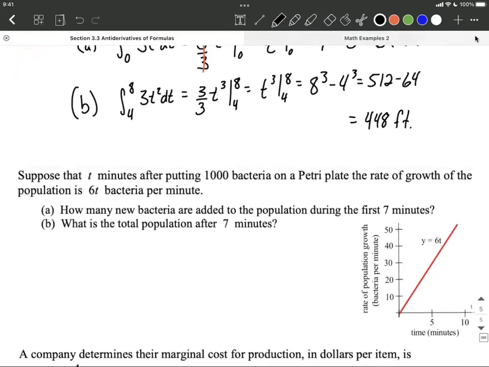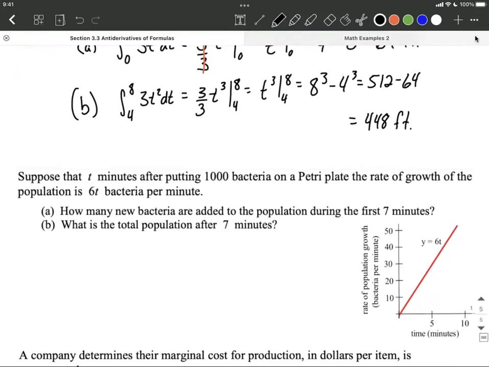All right, the next one. Suppose that t minutes after putting 1,000 bacteria in a petri dish, the rate of growth of this population is going to be 6t bacteria per minute. It's illustrated over there on the right hand side with the graph. It's a linear function, the 6t, so that's up 6 and to the right 1 for each one of those. So it's the red line over on the right hand side. But we want to answer a couple of questions about this.